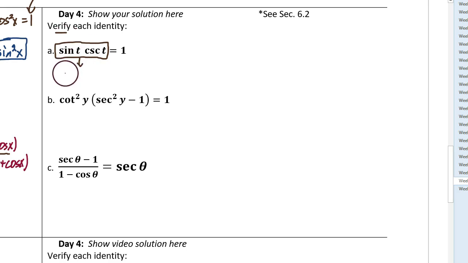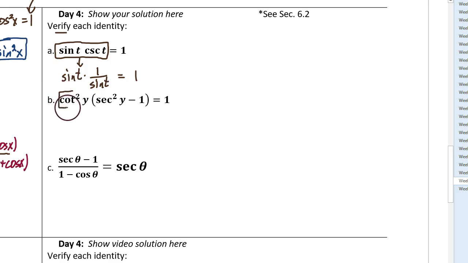So this right here is equivalent to sine of t times 1 over sine of t. What I did was replace cosecant with the equivalent expression 1 over sine. Now cross-canceling happens on the sine functions and it leaves the answer of 1. So we have verified that if you start with this expression, it's possible to perform algebra steps to it and get the answer of 1.